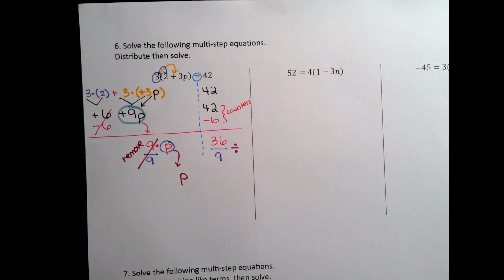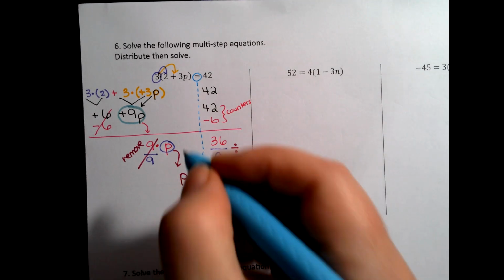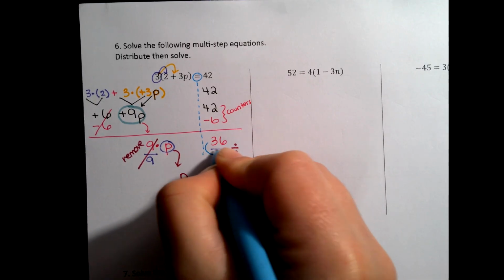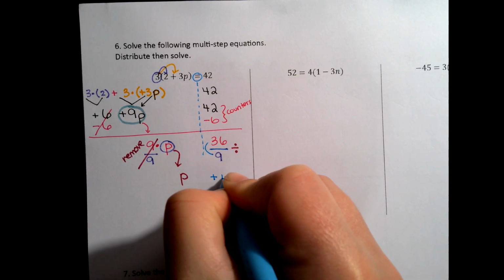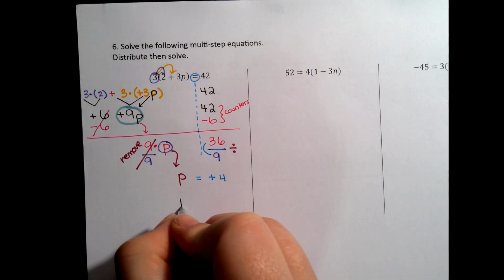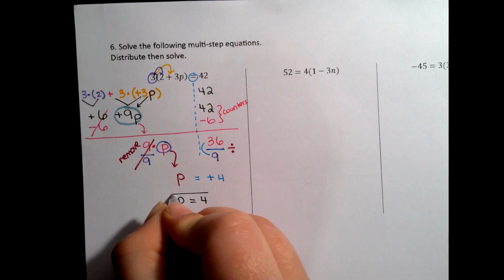We are dividing. When we are dividing, same or different, these are both positives. So our answer is going to be positive. 36 divided by 9 is 4. Bring down the equals. So for our answer, we get P is equal to 4.